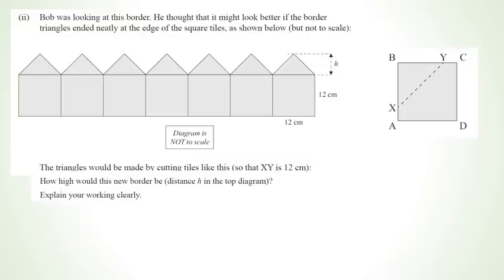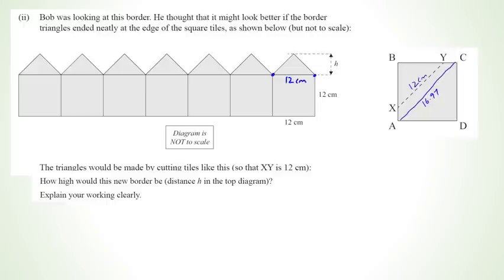Okay, so with this question, you've been asked, basically, they're cutting a new triangle. The new triangle where they've actually given you what XY is. Now remember, in the first part of this question, this here was 16.97, but now they're telling you that XY is actually 12 centimeters. And you're asked to find out what the new height is going to be. So the distance from these 2 points is 12 centimeters.